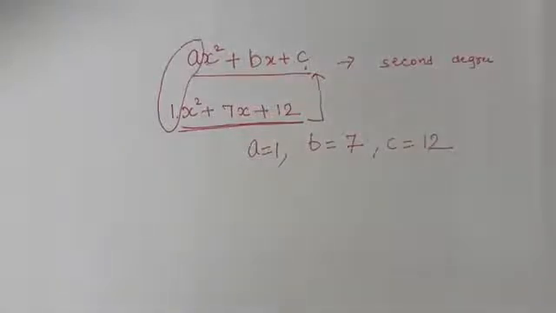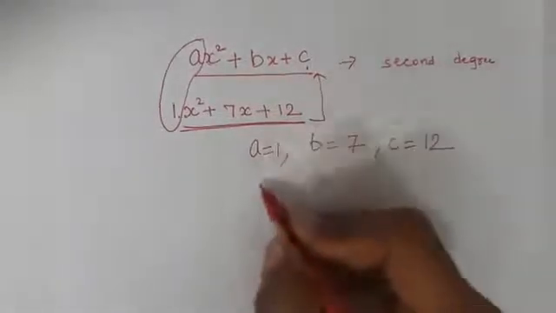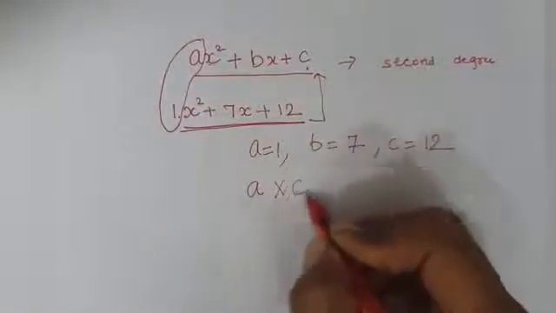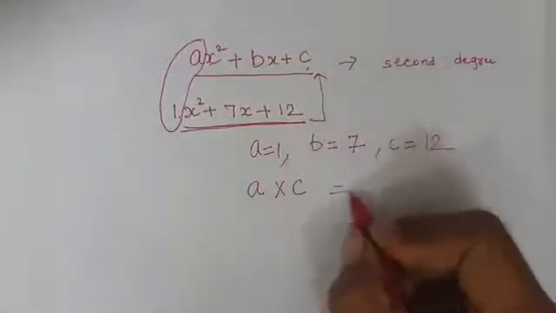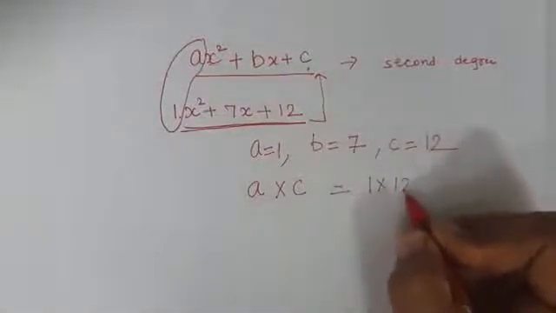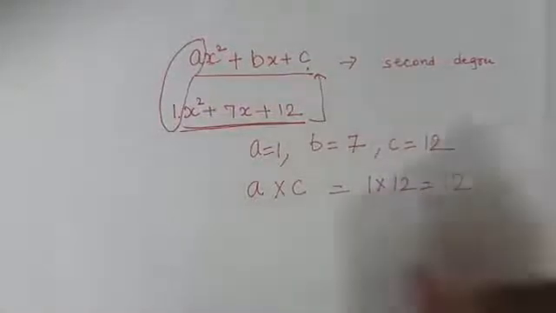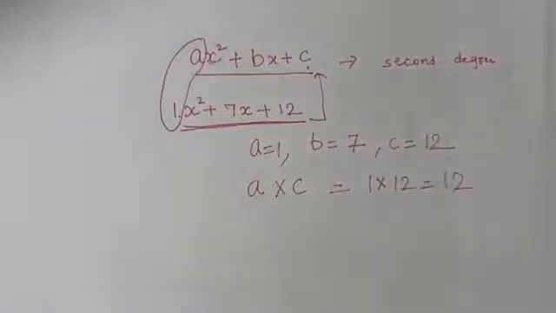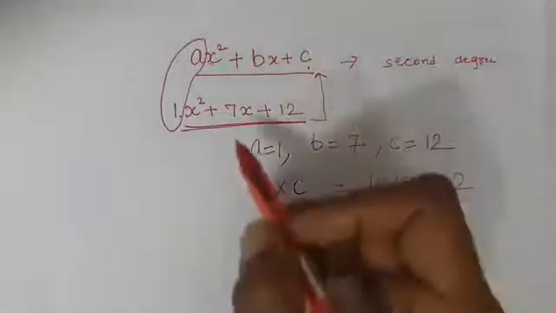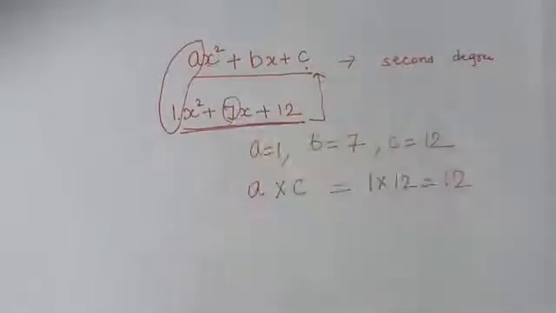Now, children, multiply a and c. What do we get? 1 into 12 is equal to 12. Now, think of two numbers whose multiplication gives you 12 and whose addition gives you 7. I am going to tell you the easy way.